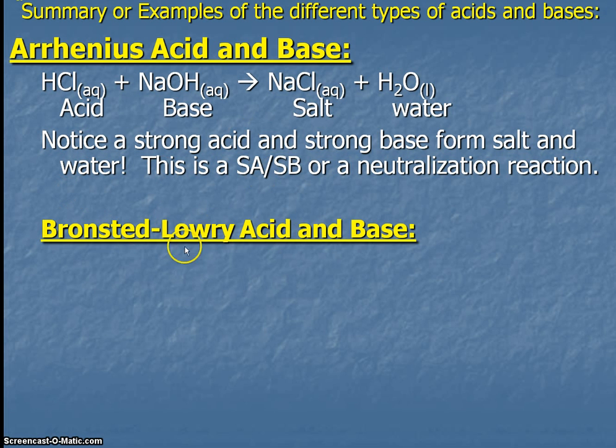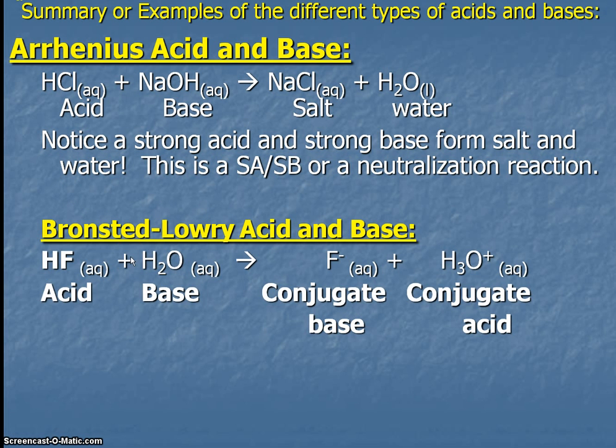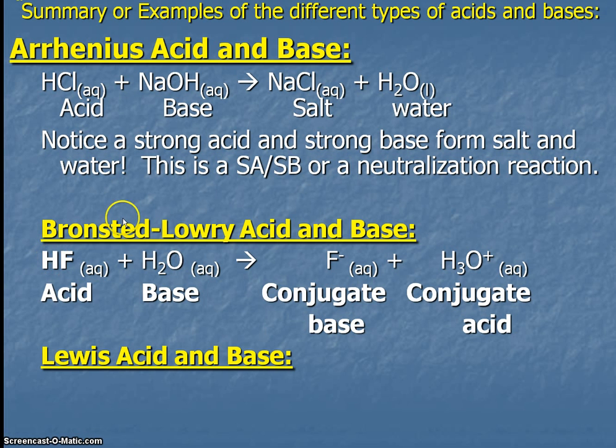Next is Bronsted-Lowry, and this is where a hydrogen is moving from one to the other. So for instance, HF would donate the hydrogen to the base, which here is water, and we'd end up with a conjugate acid and a conjugate base. Remember, conjugate just means if I went backwards, this would act as a base, this would act as the acid.